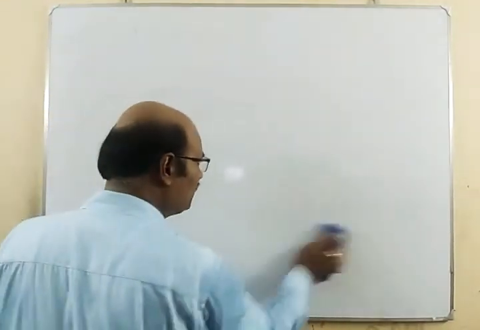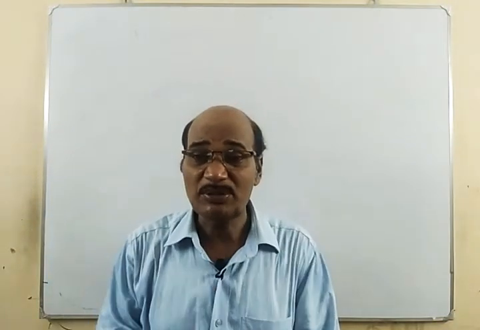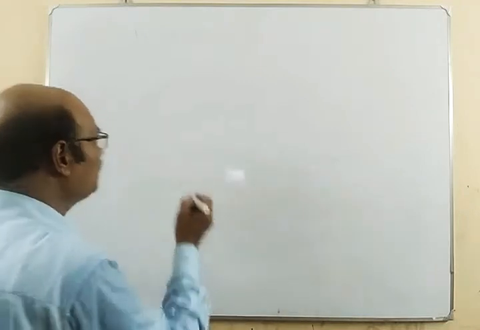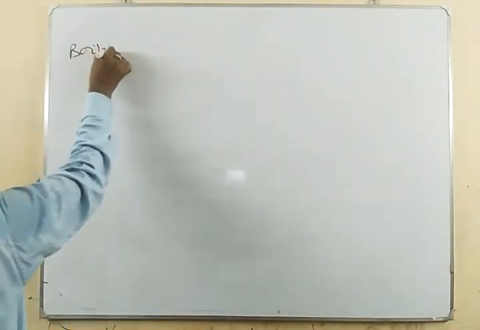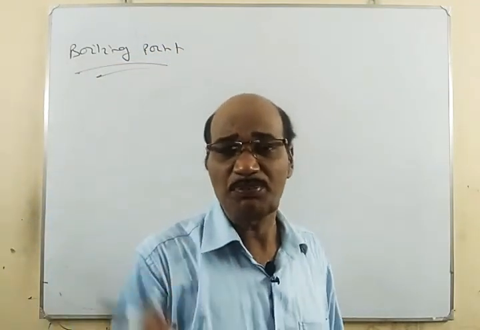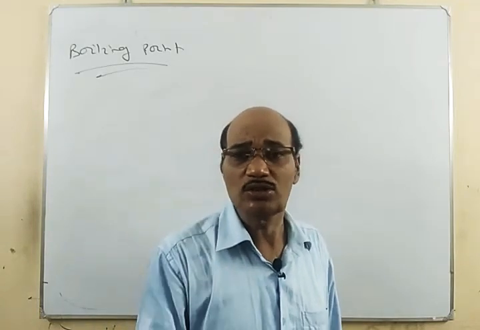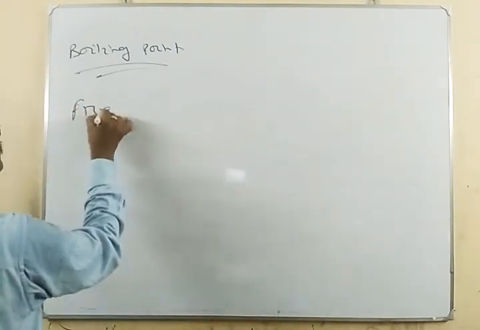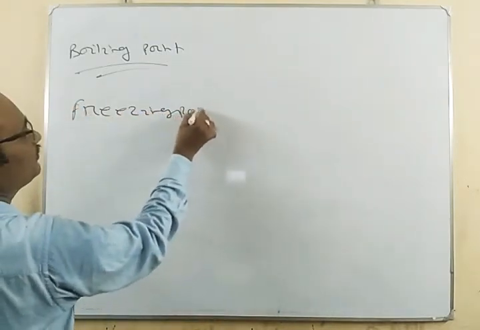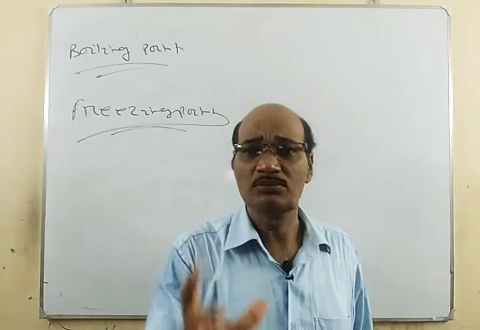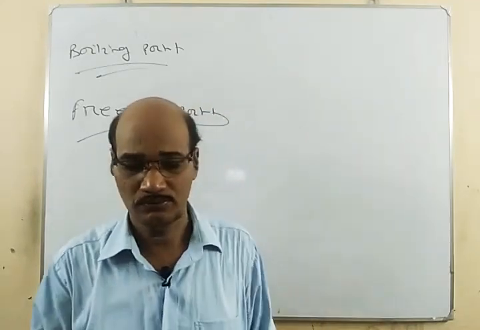And also we discussed the boiling point. Now what is the freezing point? The freezing point is the temperature at which the vapor pressure of the liquid and solid becomes equal. Already we have discussed the boiling point: the boiling point is the temperature at which the vapor pressure of the liquid is equal to the atmospheric pressure, and the freezing point is the temperature at which the vapor pressure of solid and liquid become equal. Clear?